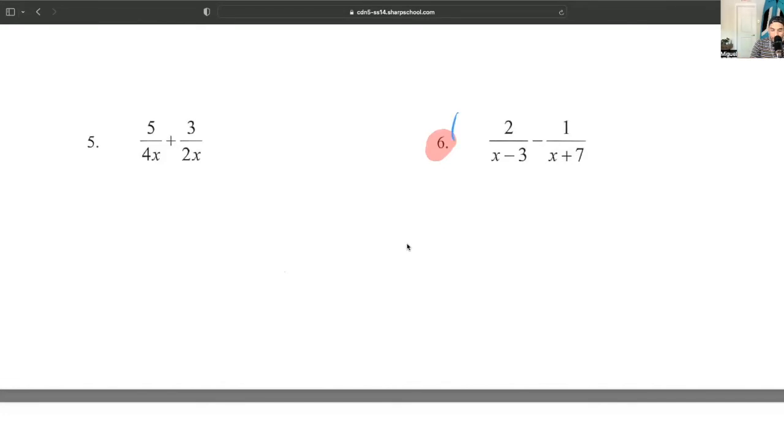To the first fraction, I'm going to go ahead and add an x plus 7 to the top and multiply an x plus 7 to the bottom. And I'm going to do the x minus 3 to the top and bottom for the second fraction. Now, why do I do that? Well, let's look at what happens.